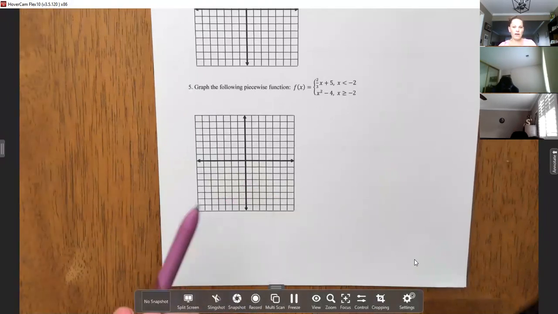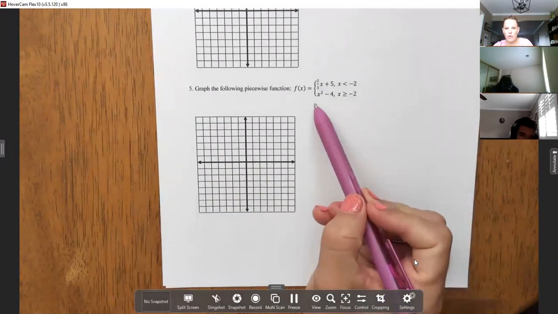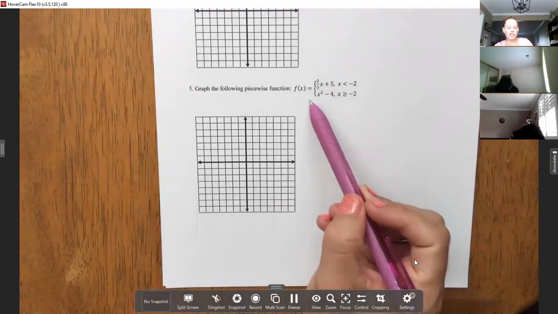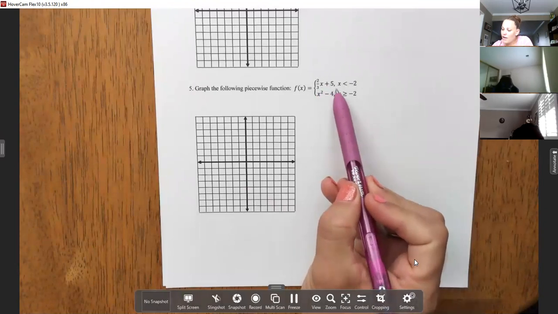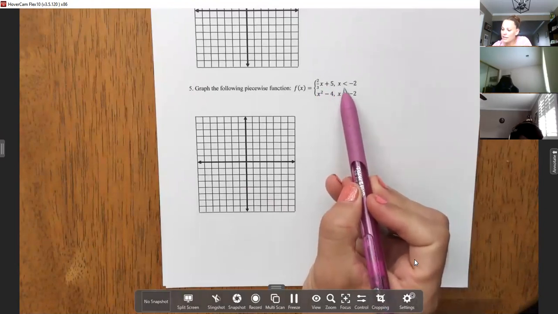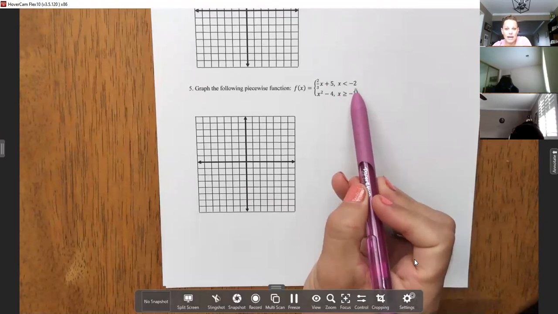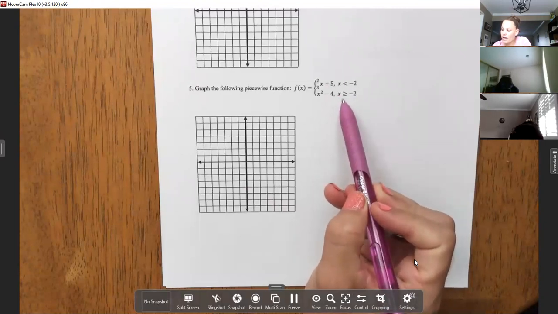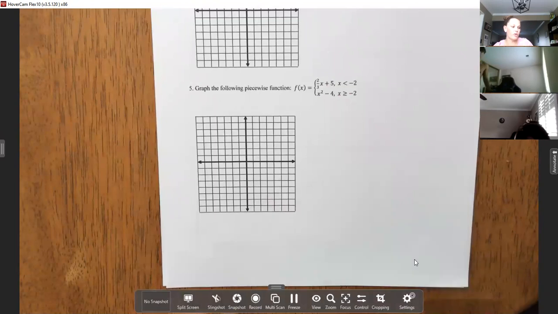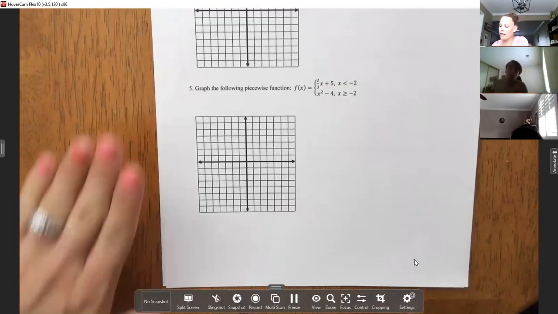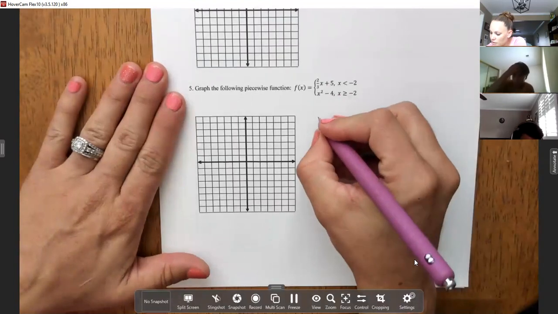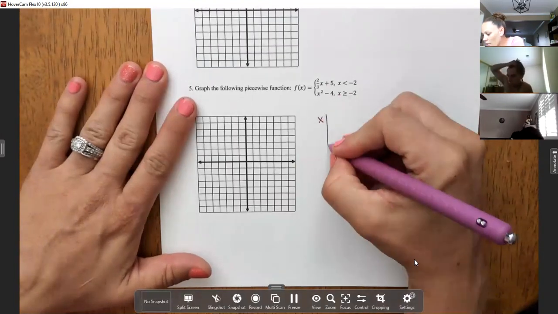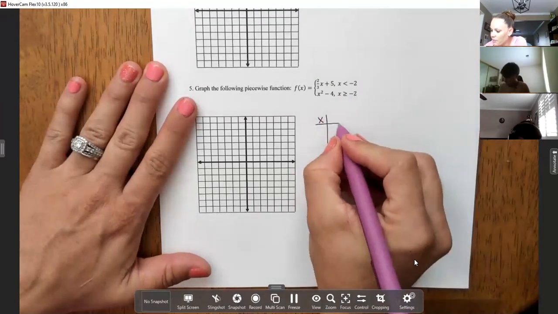So number 5 here, it says graph the following piecewise function, f of x, and notice it's broken into 2 pieces here. Piecewise functions can be however many pieces they want. 2/3 x plus 5 for when x is less than -2, and x squared minus 4 if x is greater than or equal to -2. What you're going to want to do on a problem like this is similar to how I made that system of inequalities last week. You're going to want to make a table for each of these.